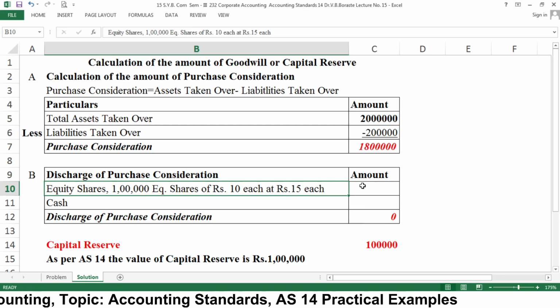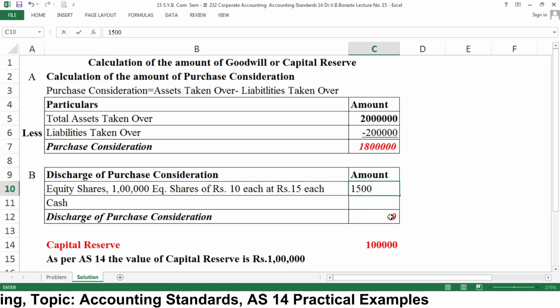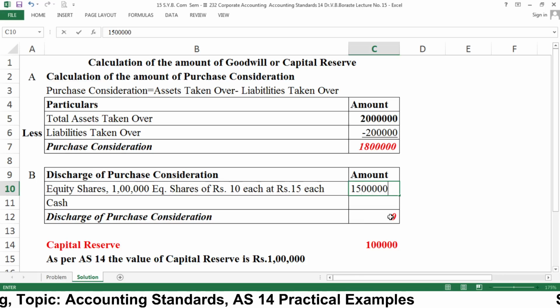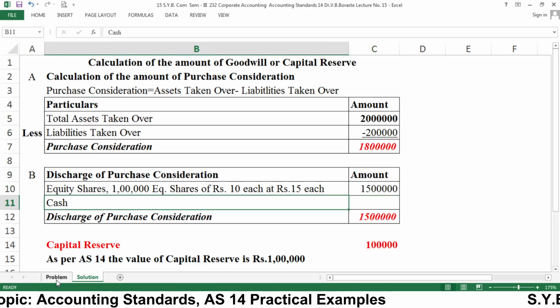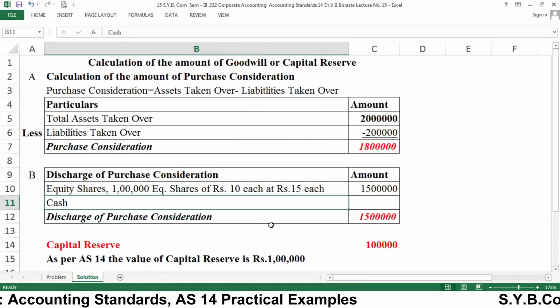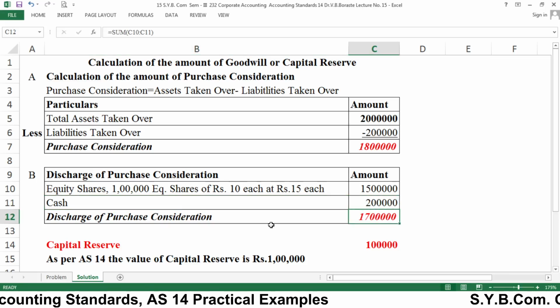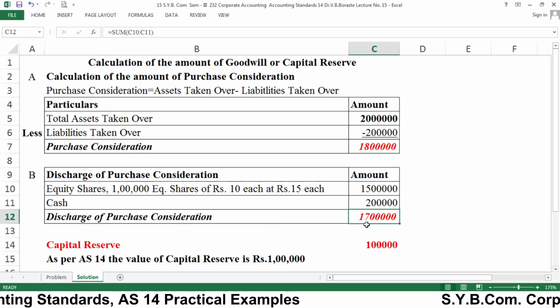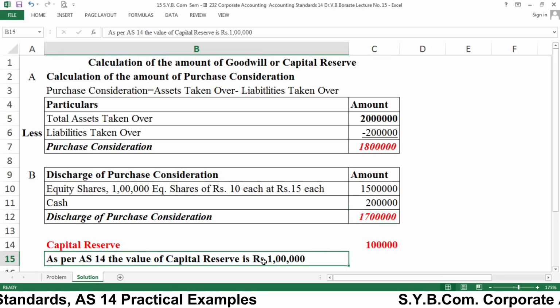So 1 lakh into 15, so the amount will be 15 lakh. It's so easy. And another amount is given, that is cash. You can see here, cash rupees 2 lakh. So in discharge, cash rupees 2 lakh. That means the discharge of PC is given as rupees 17 lakhs. So the answer you can see here, 1 lakh as a capital reserve.